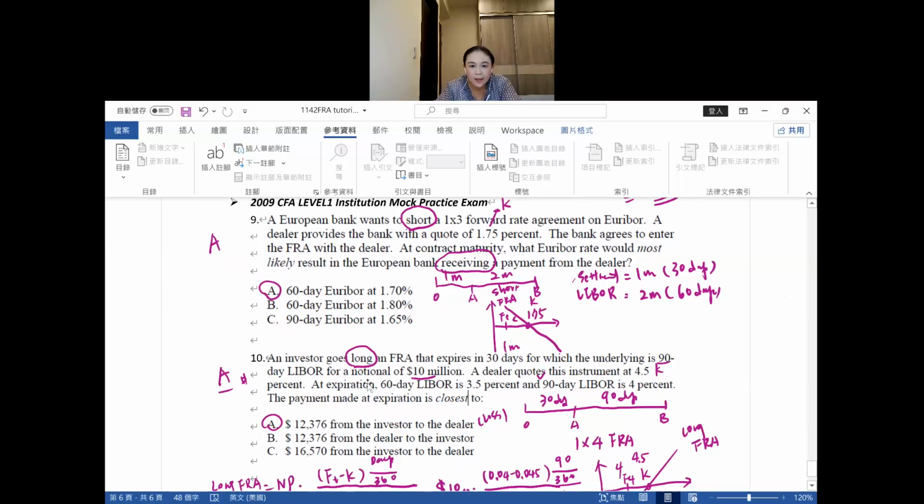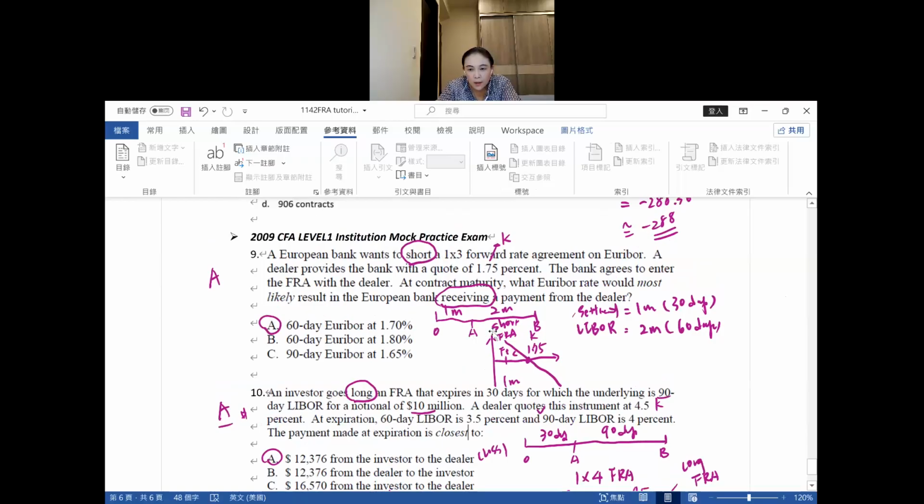Okay. A European bank wants to short a 1 times 3 FRA. So remember, 1 times 3 means you expire in 1 month. And then we are computing the PV here based on a 2 month FRA. So 1 month plus 2 months is 3 months. So this is what we call a 1 times 3 FRA. Okay, so we are computing based on a 60 day quotation.